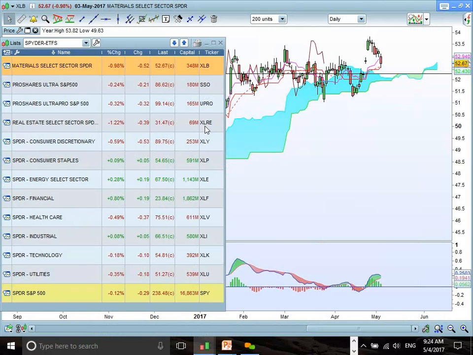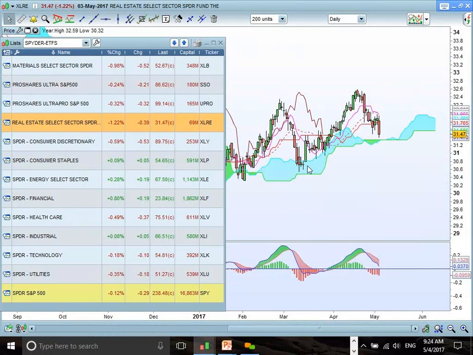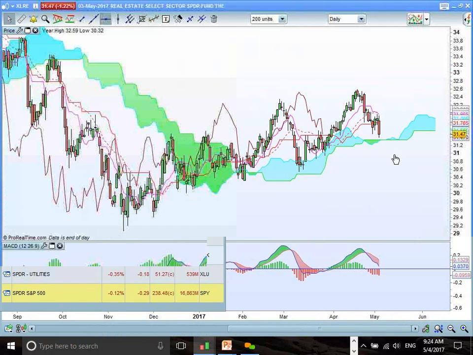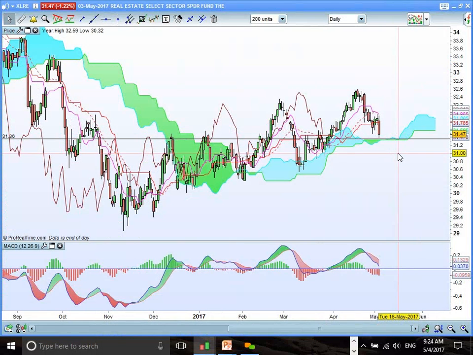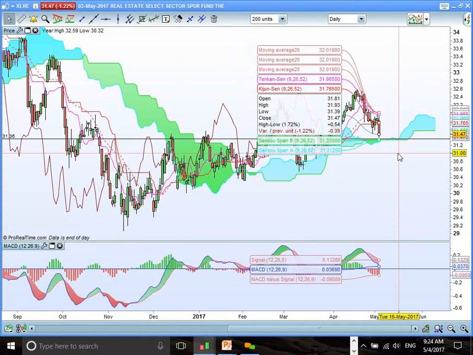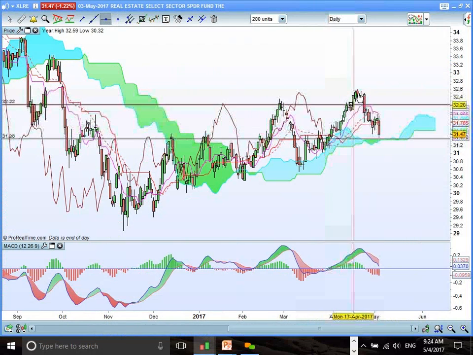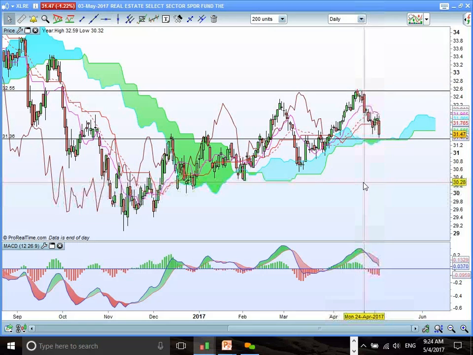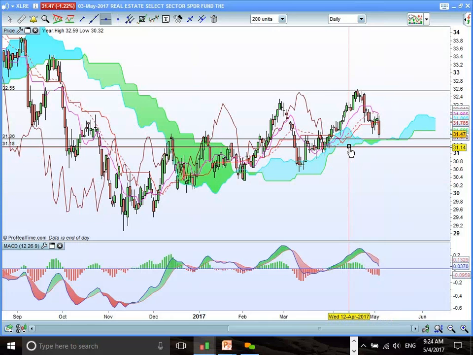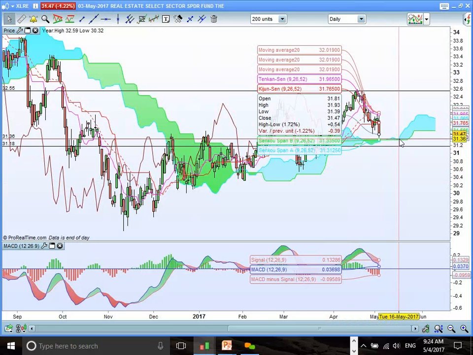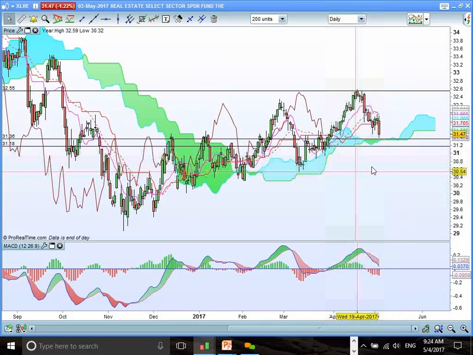Okay. XLRE, the real estate sector, that's pulling back at the moment, looking at the cloud chart support zone. You have the 3150 zone. Old highs is the next resistance zone. So we can see this MACD sell signal remain valid, and the support levels to watch out for are the 3114 and the top end of the cloud here at 3140, 3150. That's an absolutely critical support zone.